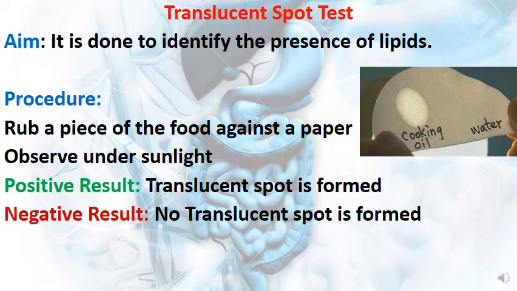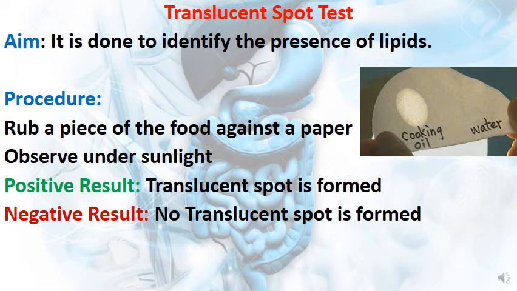Translucent spot test. This test is done to identify the presence of lipids. And this is the first test for lipids. We have another test. We're going to talk about it in the next slides. So, translucent spot test. It's done to identify the presence of lipids.